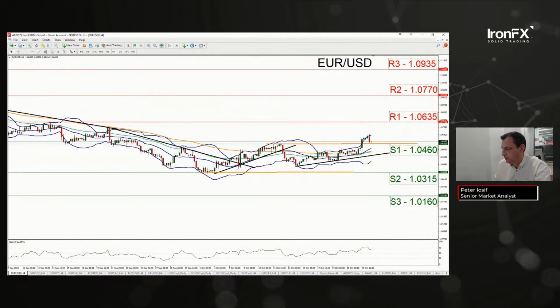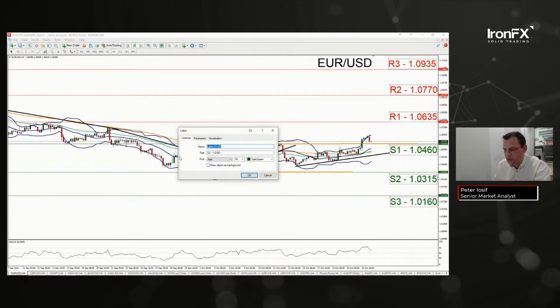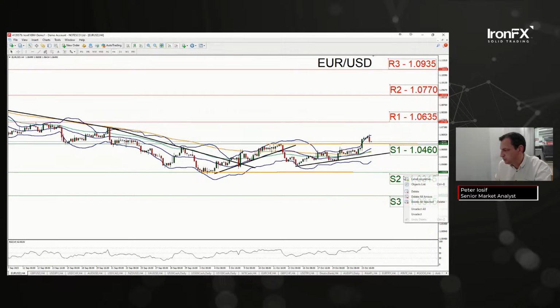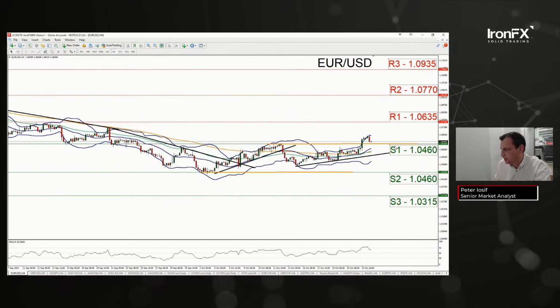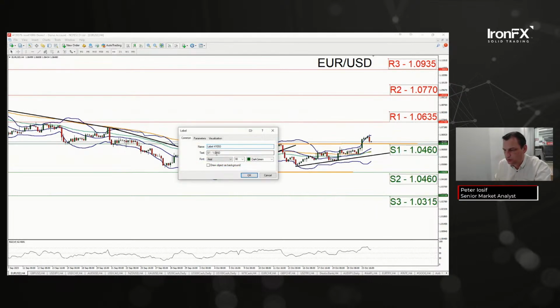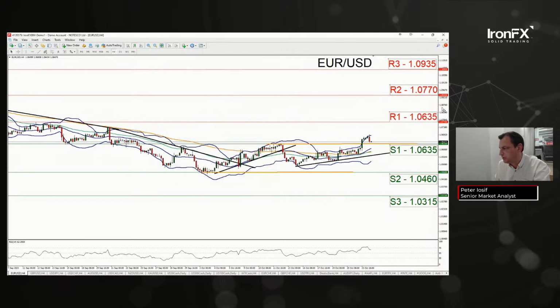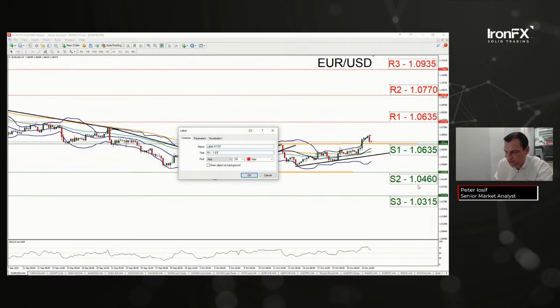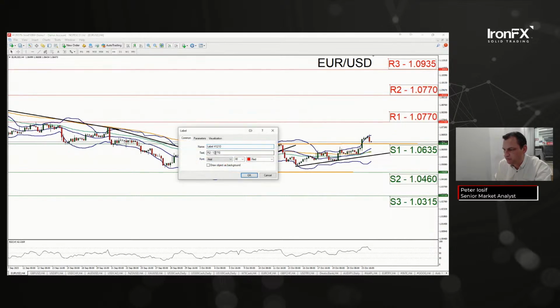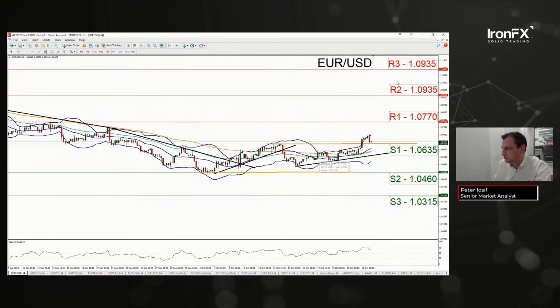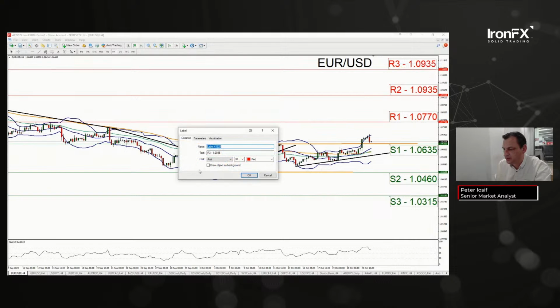Here we are. So starting with the S3, which is now being placed at 1.0315, the S2 at 1.0460, the S1, which used to be a resistance line, now turned to support, the 1.0635, the R1 being set now at 1.0770, the R2 at 1.0935, and the R3 at 1.1095.